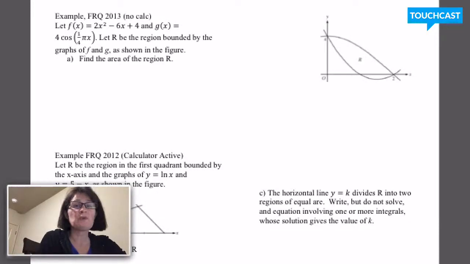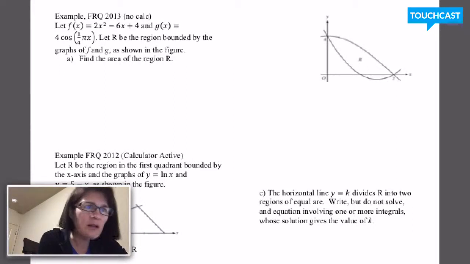This next example is from a pretty recent free response section of an AP test. We have two functions. f(x) is quadratic, so it graphs a parabola. g(x) is a cosine curve, and we've been given the graph. That's nice. We've been asked to find the area enclosed by the region. You can see region R is labeled pretty clearly.